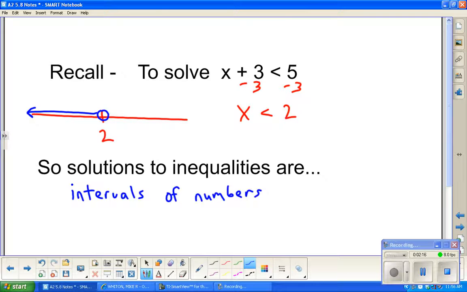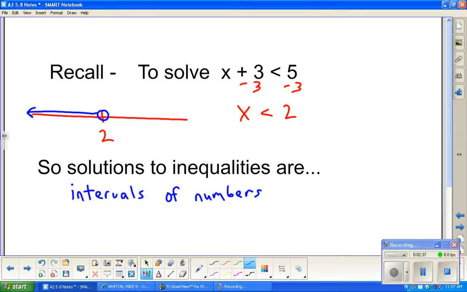So when we start solving quadratic ones, they're going to be intervals as well. We're not just going to get x equals 5. We're going to get something like x is less than 5, something like that. Okay, so that's a little refresher. Good? Okay. All right, so let's do an example of a quadratic.